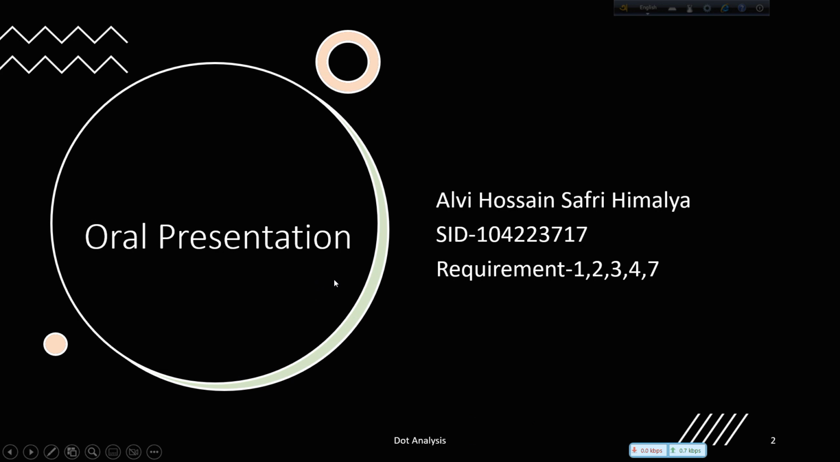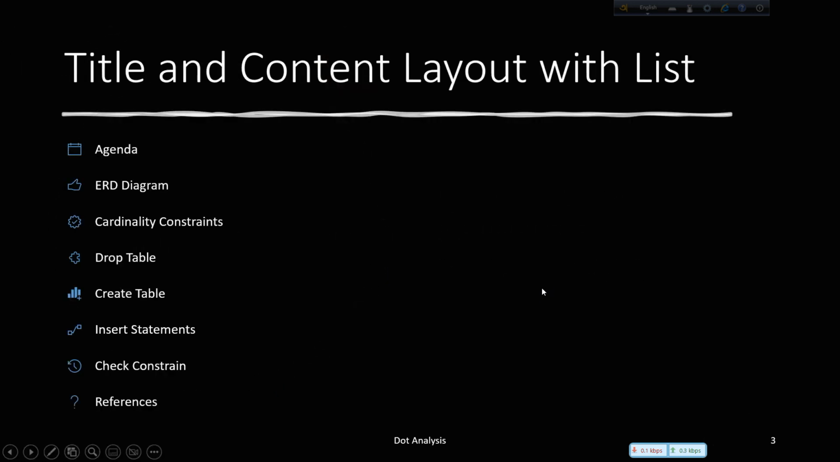This is the oral presentation of Alvi, Hossain, Safri, Himalya, and my requirement questions are 1, 2, 3, 4, and 7. In the requirement, I have to cover all of the questions, from the ERD diagram to the reference list. I have covered it in the table of contents. There is 6% I am covering.